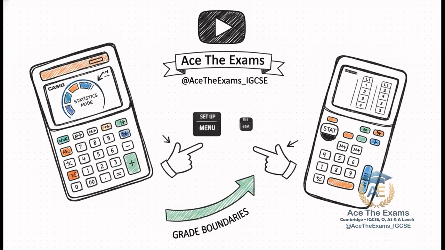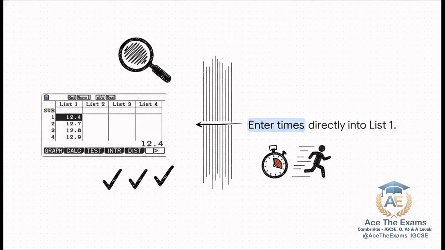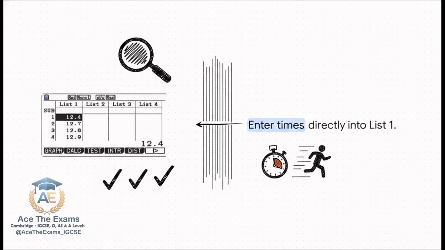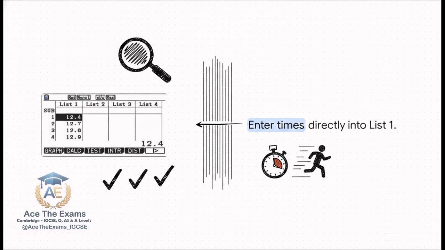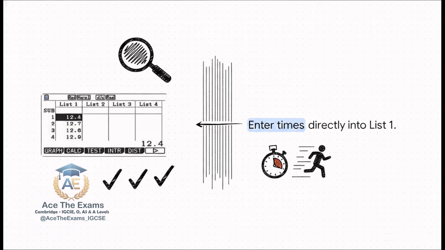Okay, let's dive back into getting this setup perfect. Once you're in, the interface is incredibly straightforward, but this is exactly where our rushing student Sam loses marks. You'll see a spreadsheet-like grid with columns labeled List 1, List 2, List 3, and so on. You simply enter your raw sprint times directly into List 1.